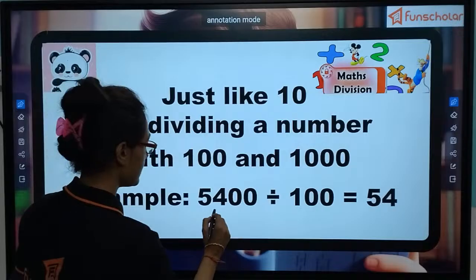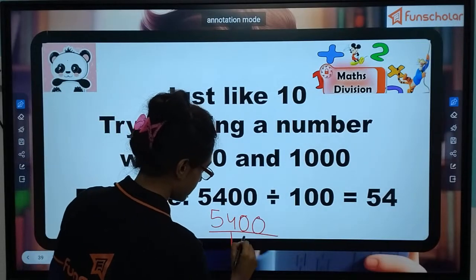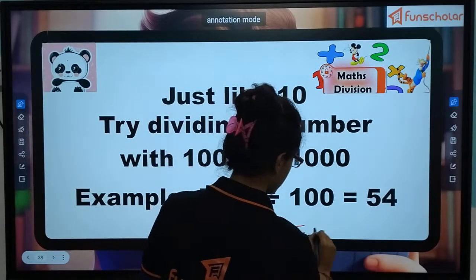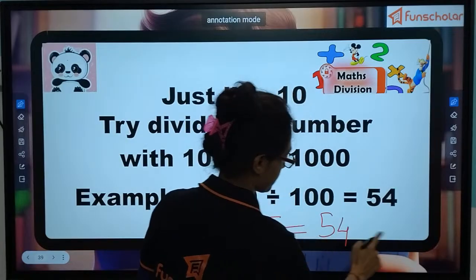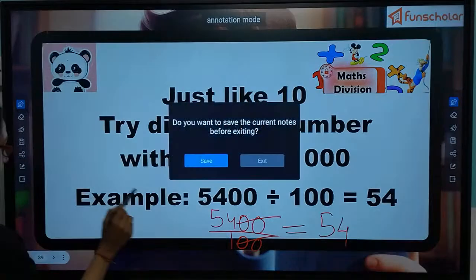In this same way, you will divide other numbers. Just like here given, I have already shown you 5400 divided by 100. 2 zeros, 2 zeros. Just cancel. What will be the answer? 54.